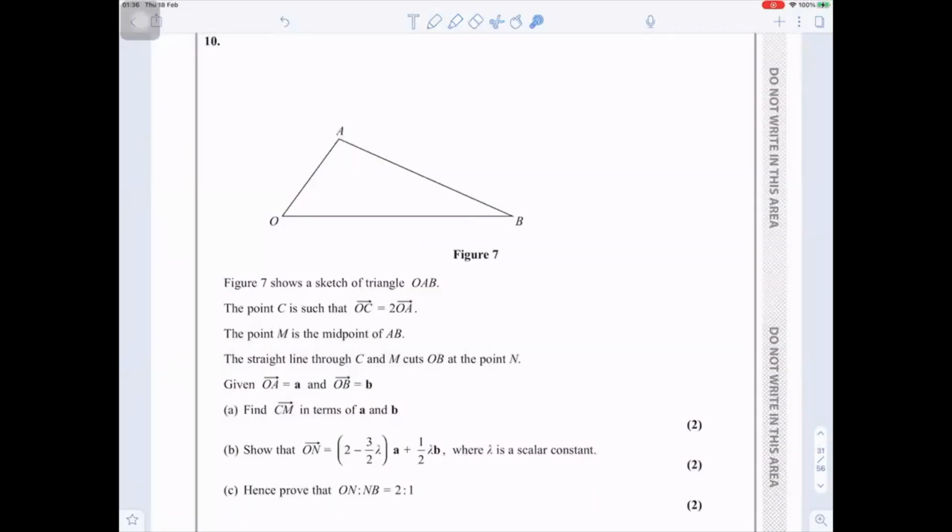Question number 10. Figure 7 shows a sketch of triangle OAB. The point C is such that OC is 2 times OA. The point M is the midpoint of AB. And it says, part A, find CM in terms of A and B.